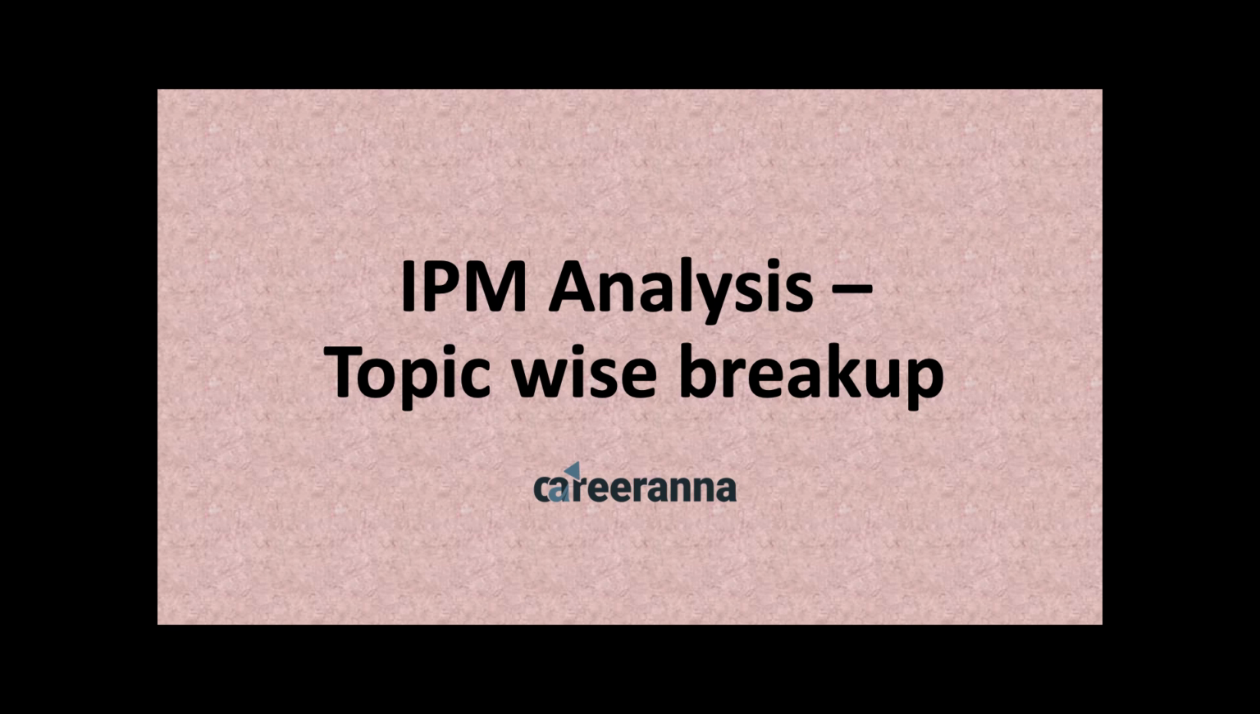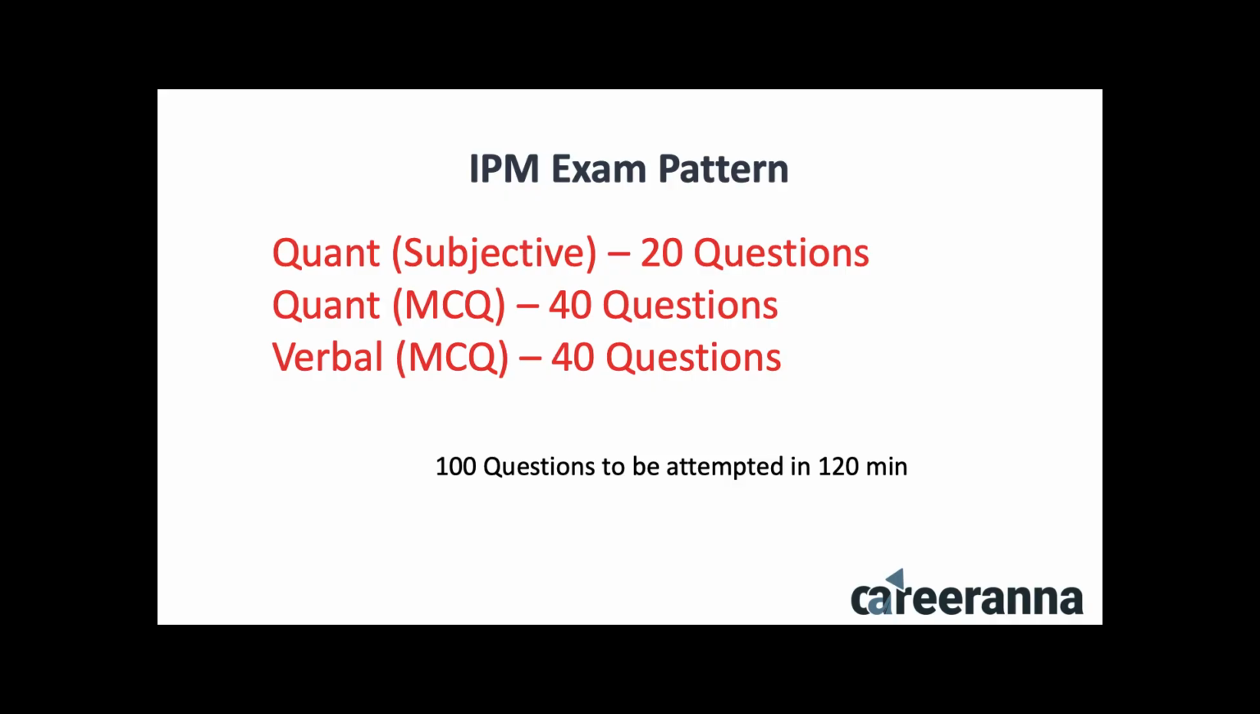In this session we are going to talk about the topic wise breakup in the IPM examination for different sections of the IPM exam. Before we get there, let's have a quick look at the IPM examination pattern. It consists of three sections. One is the quantitative aptitude subjective part, where you will get 20 non-MCQ questions. Then you will have 40 MCQ questions in Quant, and 40 MCQ questions in verbal. There is no subjective section for verbal. In total, you have 100 questions to be attempted in 120 minutes. So this is the overall exam pattern for IPM by IIM Indore.